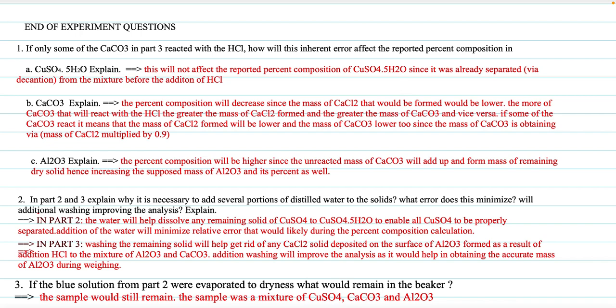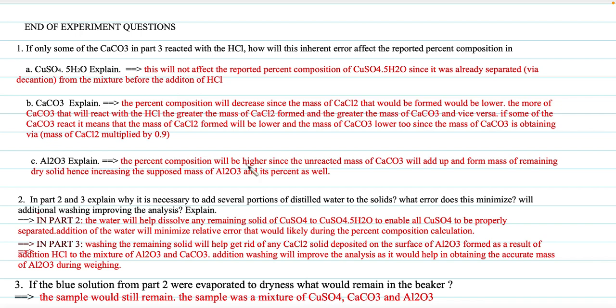So for this first one, they said if some of the calcium carbonate in part 3 reacted with HCl, how will the inherent error affect the reported percent composition in A? Now recall that I said this will not affect the reported percentage of this. Why? Because remember, before we added the HCl, we had earlier added water. The water dissolved copper sulfate, and then we decanted the copper sulfate. So every single thing here was already moved out of the mixture before we added the HCl. So that's why I said this will not affect the reported percentage of this, since it was already separated via decantation from the mixture even before the addition of the HCl.